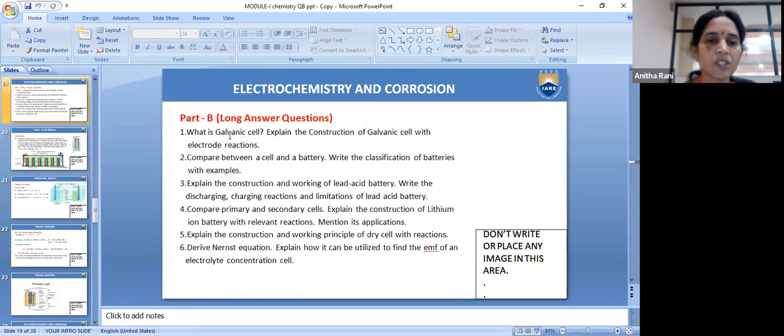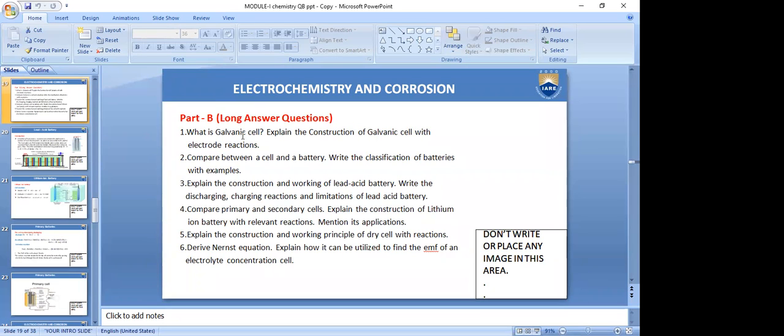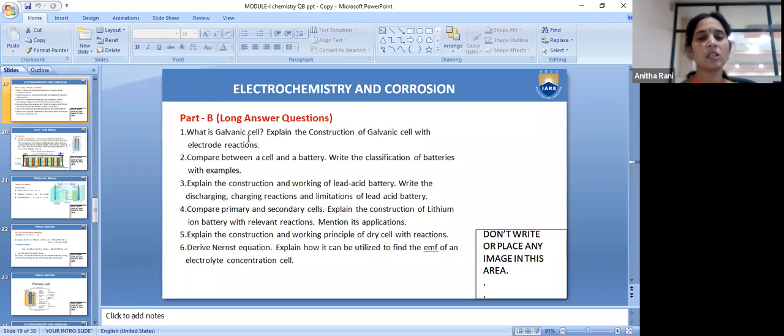Okay students, first question in part B, long answer questions. What is a galvanic cell? Explain the construction of a galvanic cell with the electrode reactions. Students, what is a galvanic cell? It is a device which converts chemical energy to electrical energy. Construction you have to write.